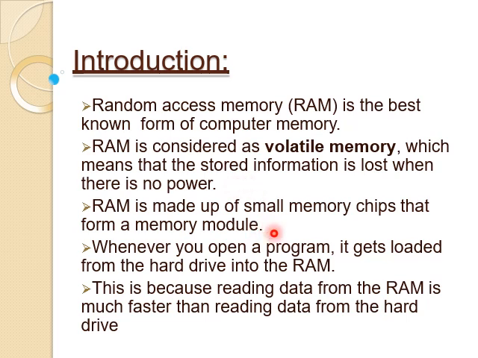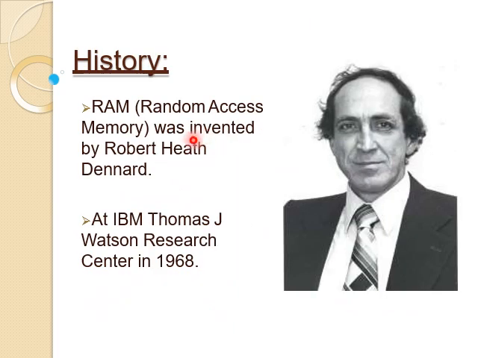Actually, RAM is made up of small memory chips that form a memory module. Whenever you open a program, it gets loaded from the hard drive into the RAM, because reading data from the RAM is much faster than reading data from the hard drive. Who invented this RAM? It was invented by Robert Dennard at IBM Thomas J. Watson Research Center in 1968.